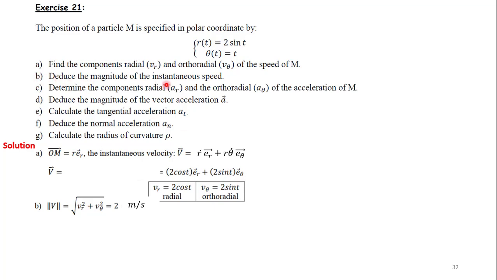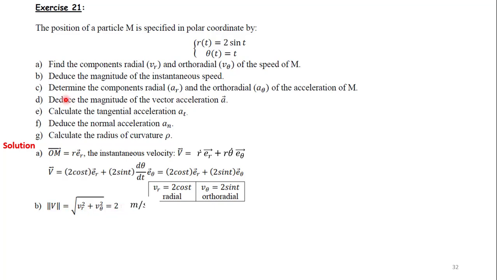Question B, deduce the magnitude of the instantaneous speed. It's simple. V equals the radical of Vr squared plus V theta squared. So it will be equal to the radical of 2 squared cosine squared t plus 2 squared sine squared t. And you will use the rule cosine squared plus sine squared equals 1, and you will finally find that the magnitude of V is equal to 2 meters per second.